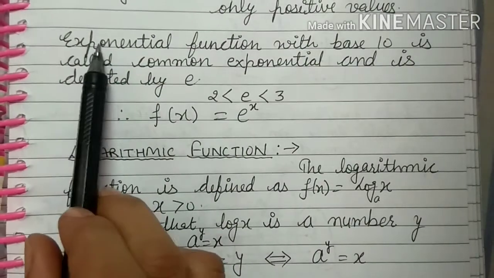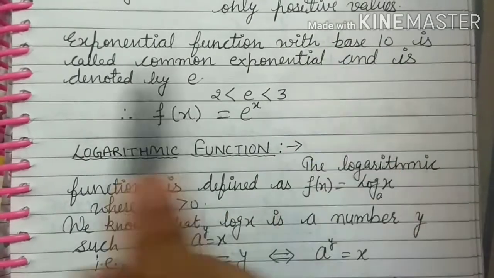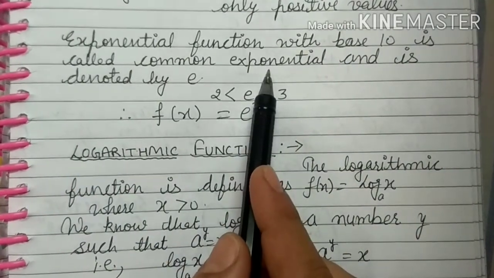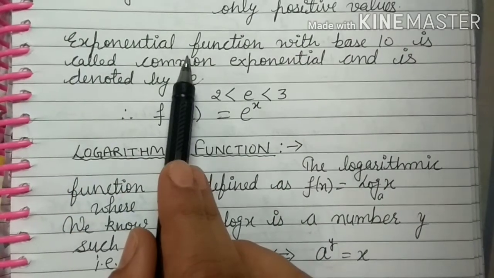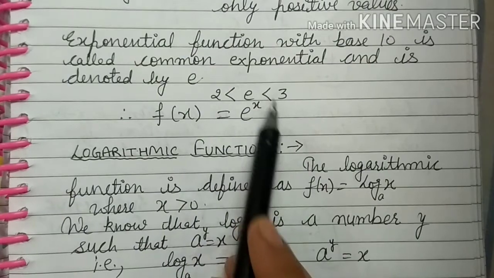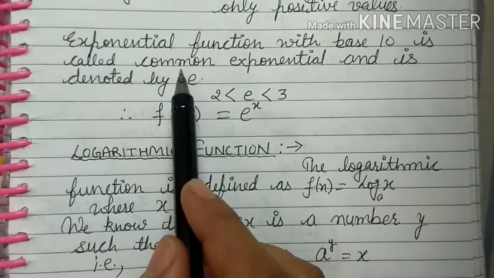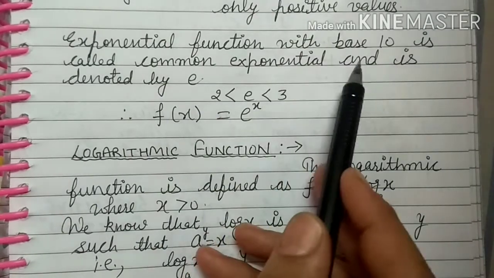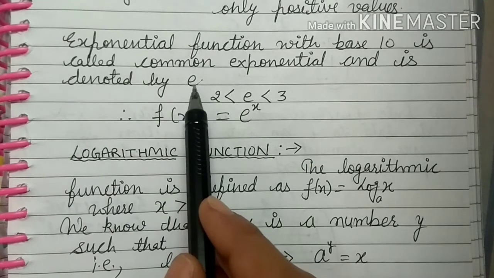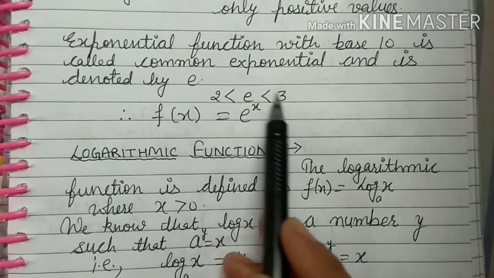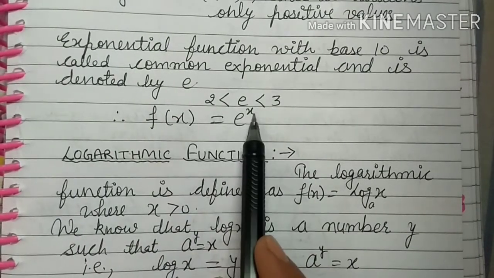The next function, which is a type of exponential function with the base 10, is called the common exponential function. कि अगर आपने एक स्टैंडर्ड फॉर्म जिसे हम कह सकते हैं एक्सपोनेंशियल फंक्शन की वो डिफाइन कर दी, that will be written as e raised to the power x. A special type of exponential function is denoted by e and the value of e lies between 2 and 3. So the function is defined as f of x equals e raised to the power x.